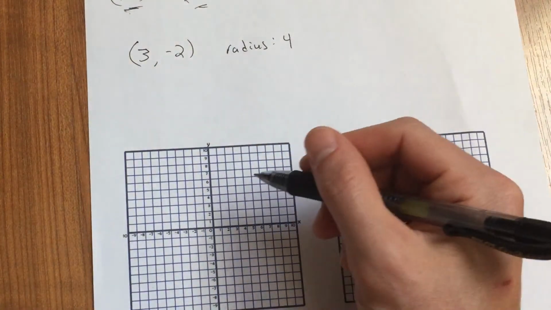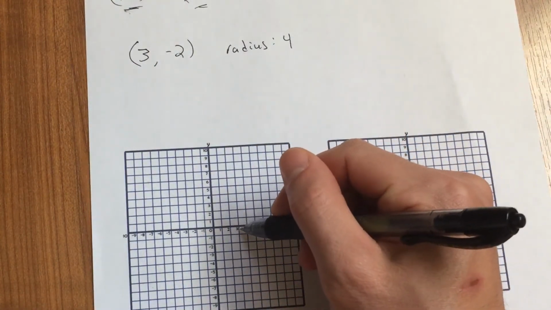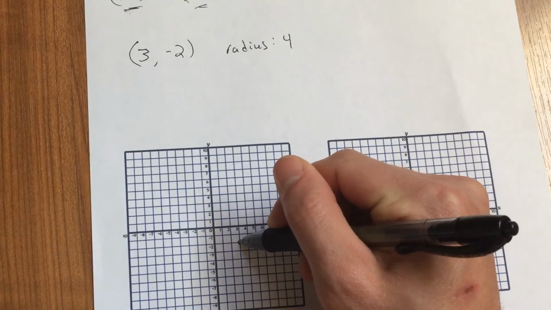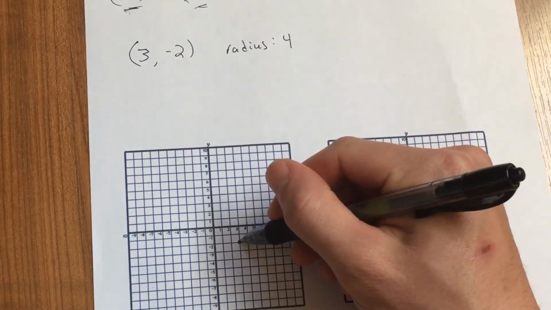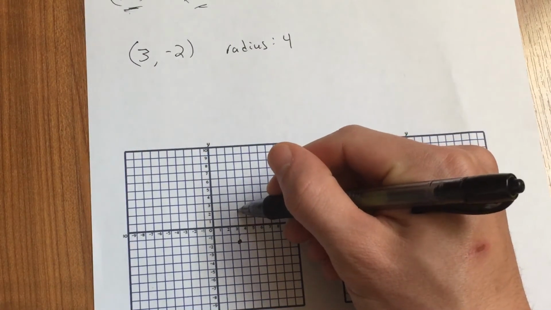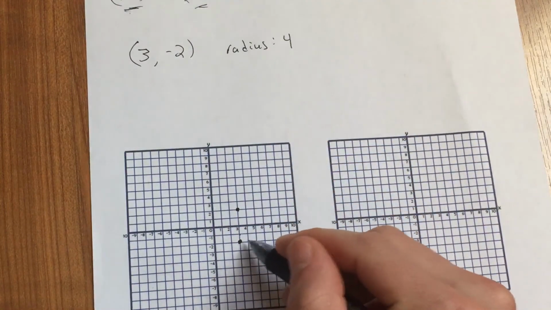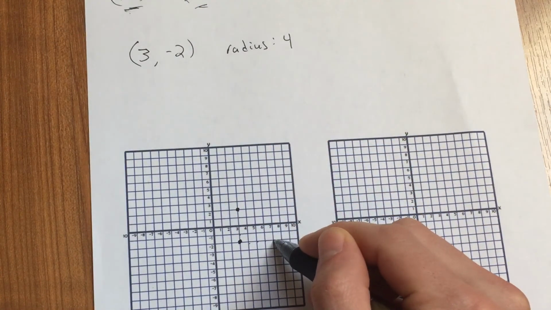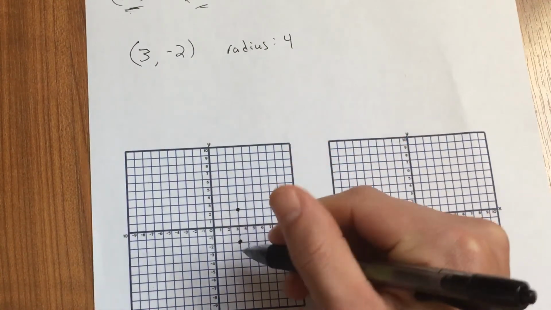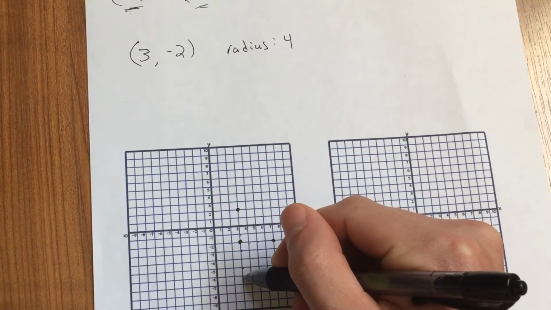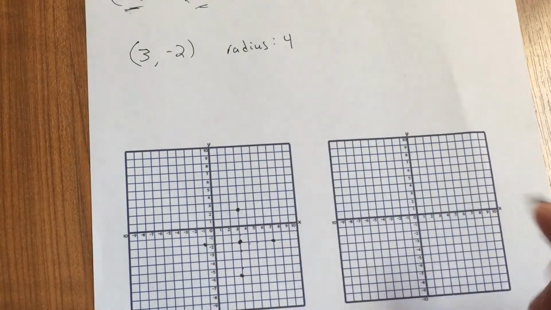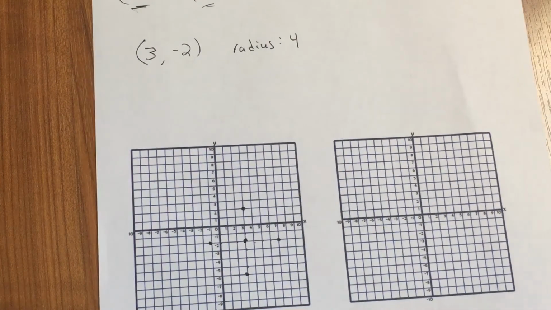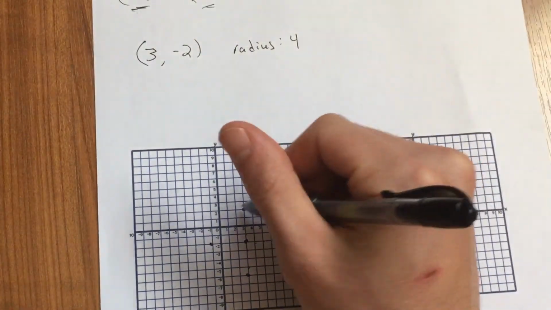So I identify my center, 3, negative 2. There's our center. And I can use my radius now to plot 4 other points. I'm just going to count 4 up, 1, 2, 3, 4. 4 to the right, 1, 2, 3, 4. 4 down. And 4 left. These are the points that I can use to construct a circle. And now we'll simply construct a circle.